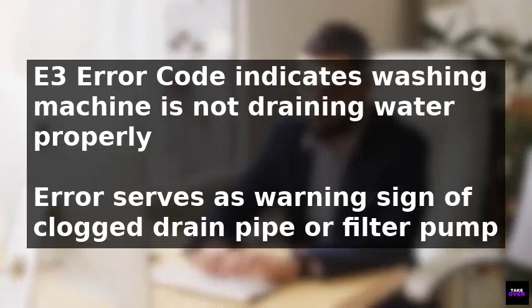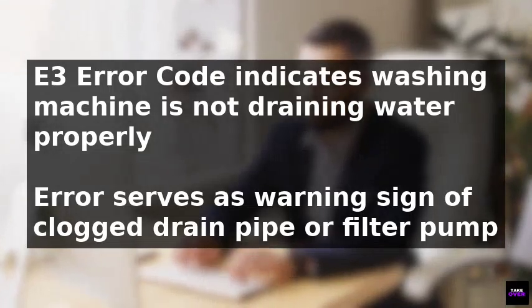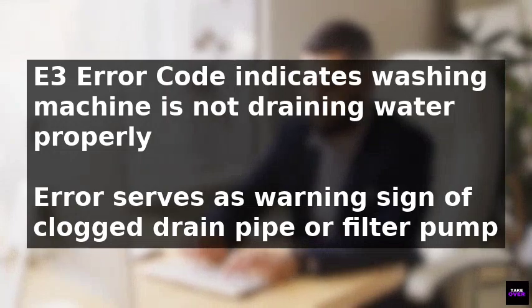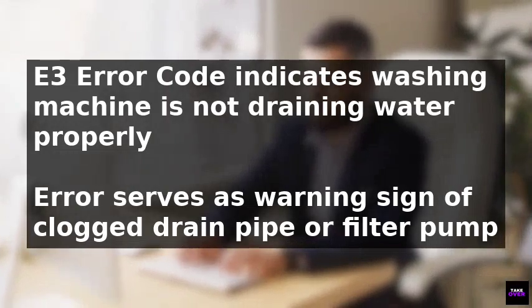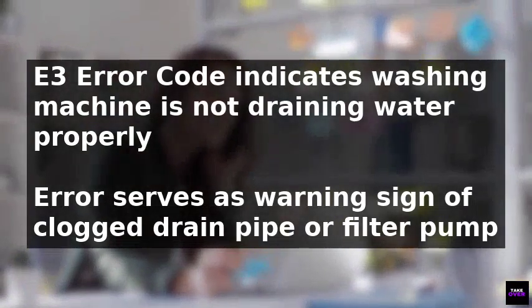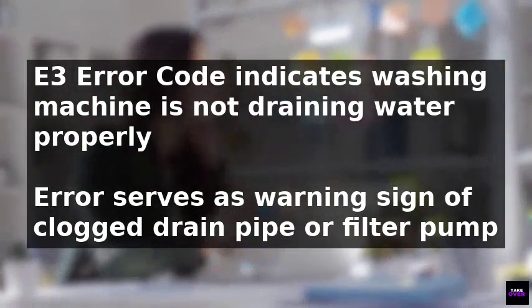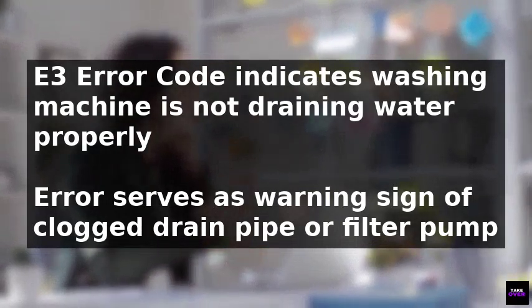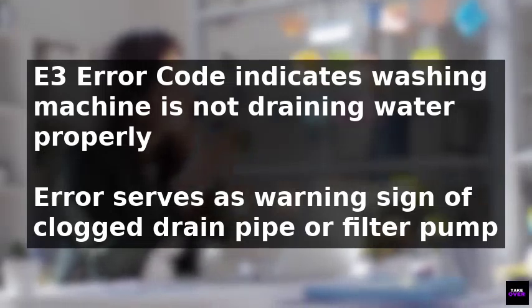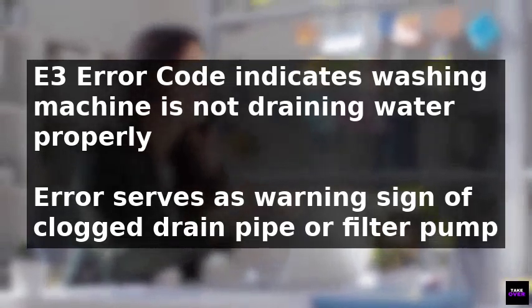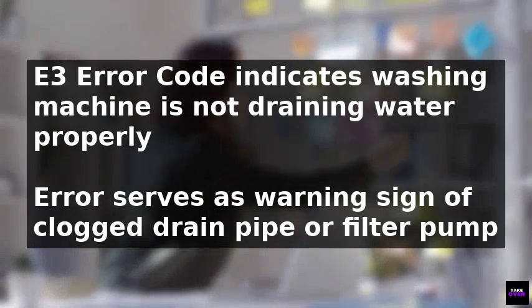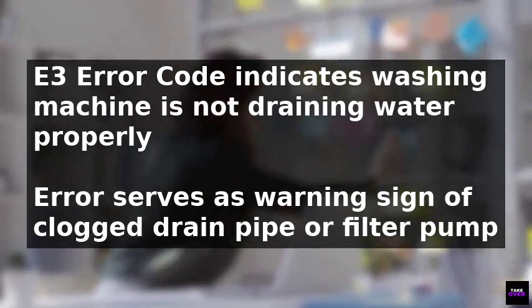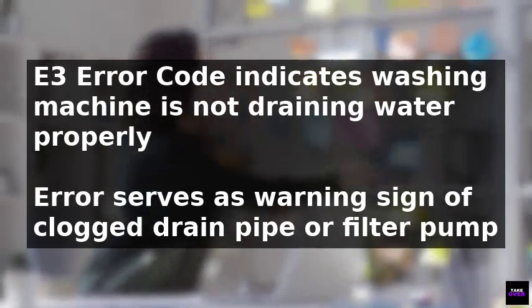The E03 error code on a Bush washing machine indicates that the machine is not draining water or has not drained water within its allocated time, serving as a warning sign of a clogged drain pipe or filter pump. The drain pipe, which is the conduit where water ejects from the machine after each spin cycle, can become blocked due to wear and tear, resulting in the E03 error.